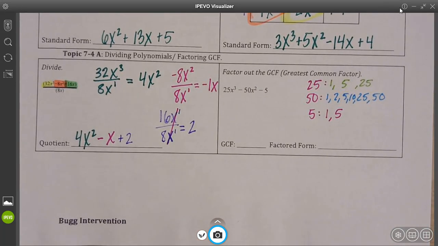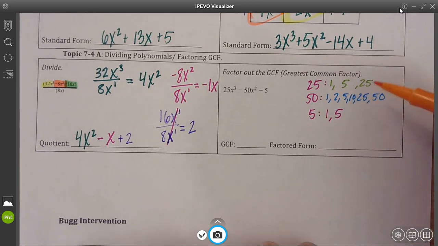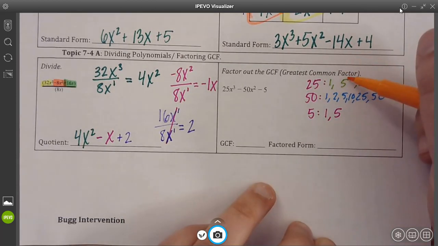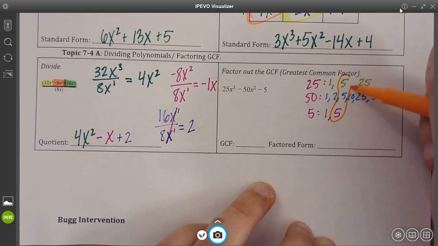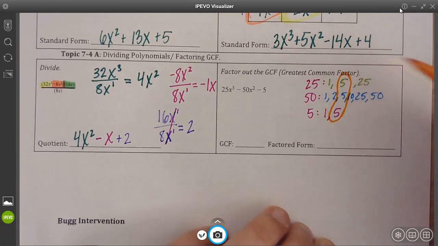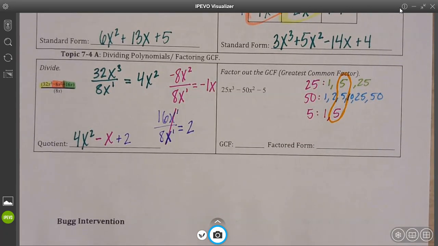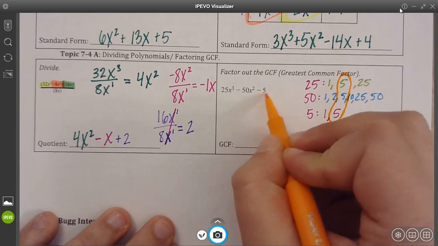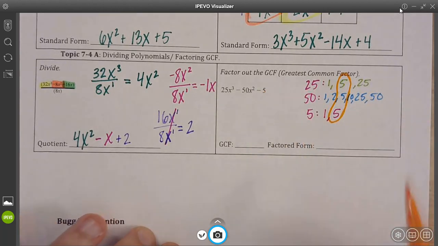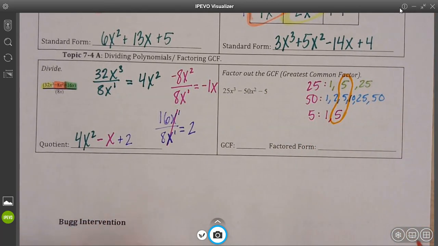So I just wrote a list of my factors, and the greatest common factor is the largest number that they all have in common. So what's the biggest number that each of these three numbers share on the list? Well, it's 5. And my little trick for you is always check to see if the smallest number in your problem is the greatest common factor. That's always a good one to use.